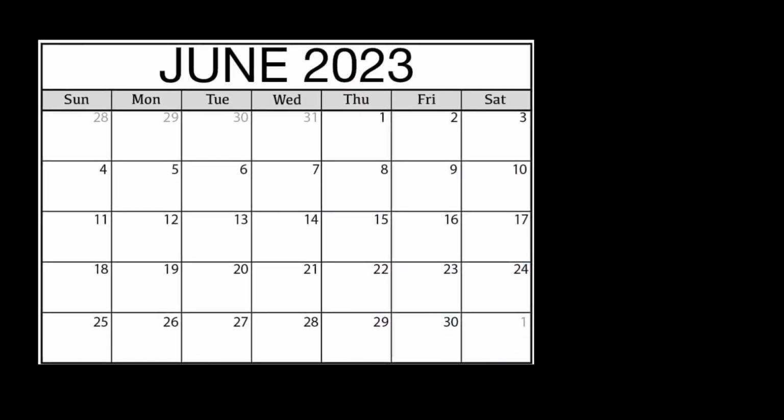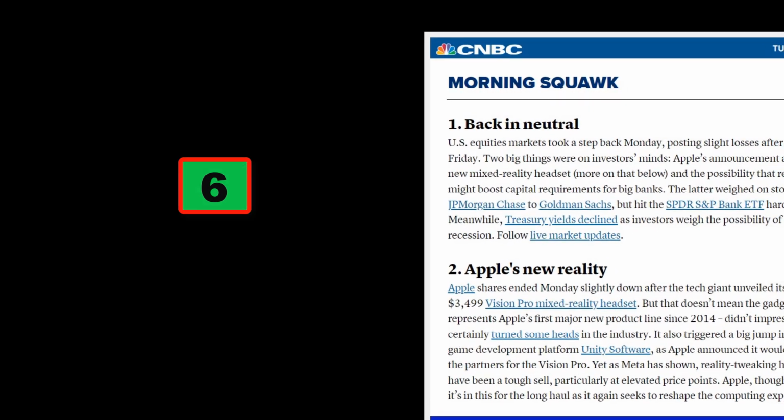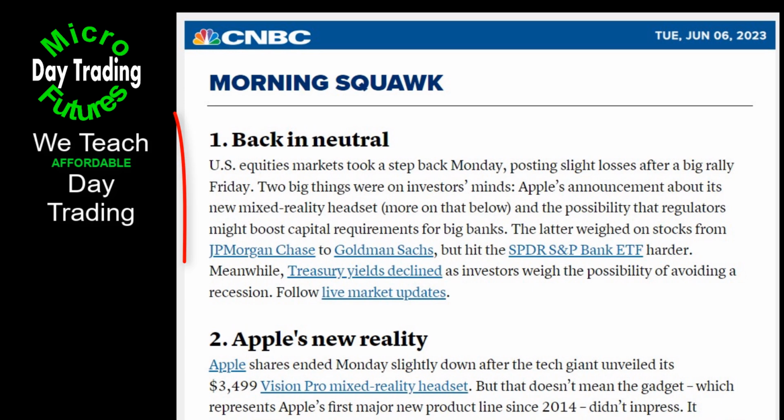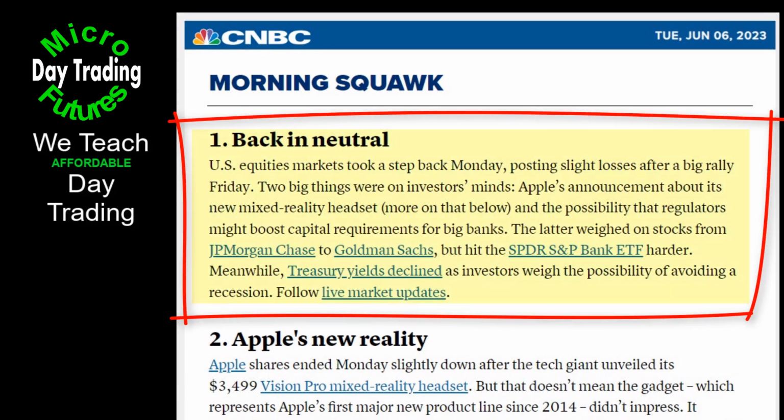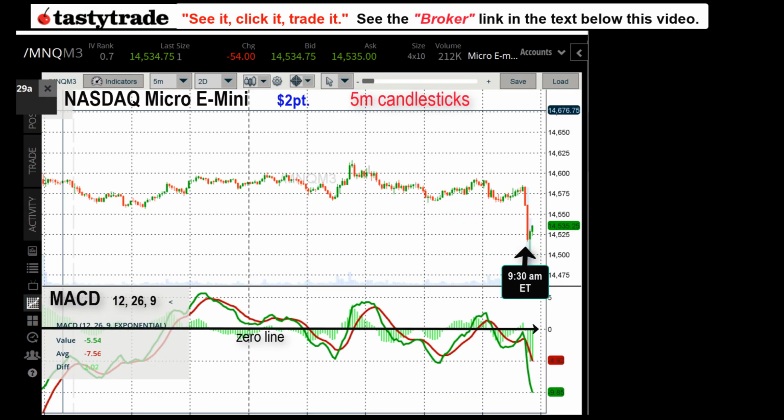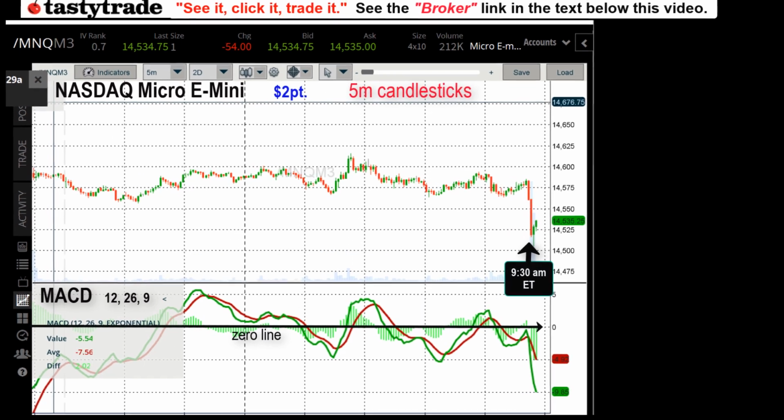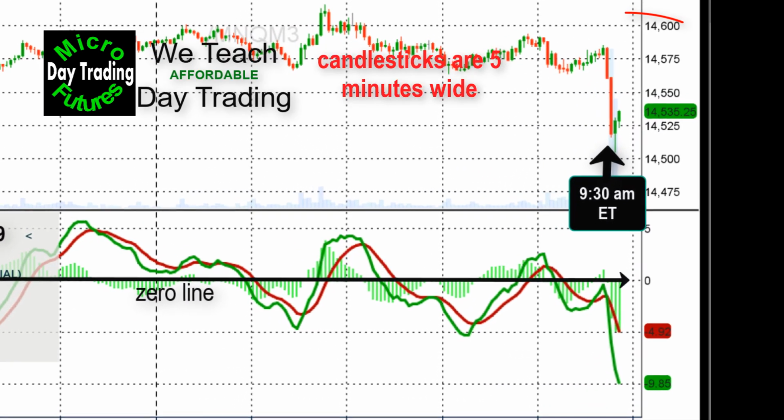Today's featured trade is on the 6th of June. The market had big gains on the previous Friday and rather lackluster yesterday on Monday. And the start in the morning today was rather reserved. Today I'm trading the MNQ, the NASDAQ100 Micro Emini. It trades at $2 a point, and I'm using the 5-minute candlesticks.